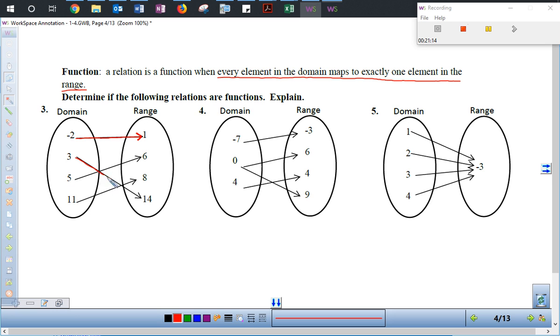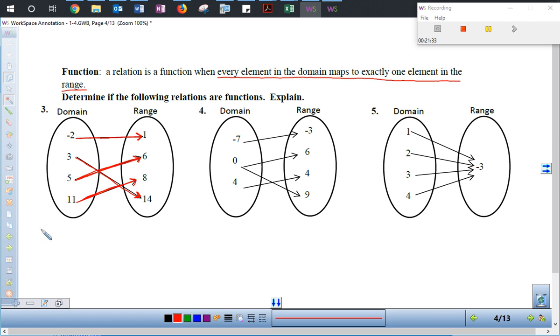3 maps to 14. So 3 maps to exactly one element in the range, no more, no less. 5 maps to 6. Again, it only maps to one number in the range. And 11 only maps to 8. So every single element in my domain is mapping onto exactly one element in the range. If it's mapping onto 2, then that's wrong. If it's mapping onto none of them, then that's not a function. So this, number 3, is a function.